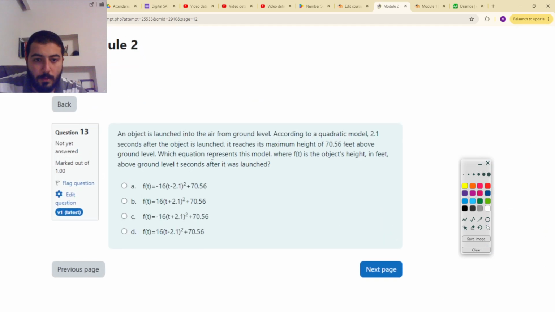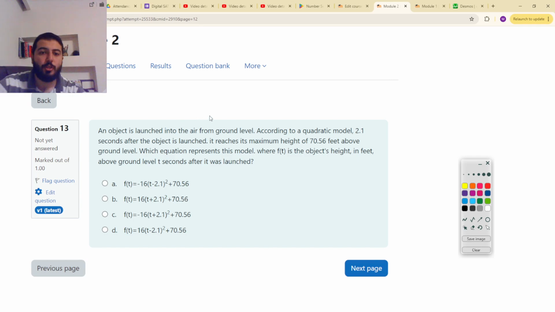Question 13. An object is launched into the air from the ground level according to the quadratic model. 2.1 seconds after the object is launched, it reached its maximum height of 70.56 feet above the ground. So now he said that this one is a parabola. After launching, when x is equal to 0, when the time is 0, we don't know how high from the ground it is launched. But after 2.1 seconds, so at x equal 2.1, it reached its maximum value, which was 70.56.